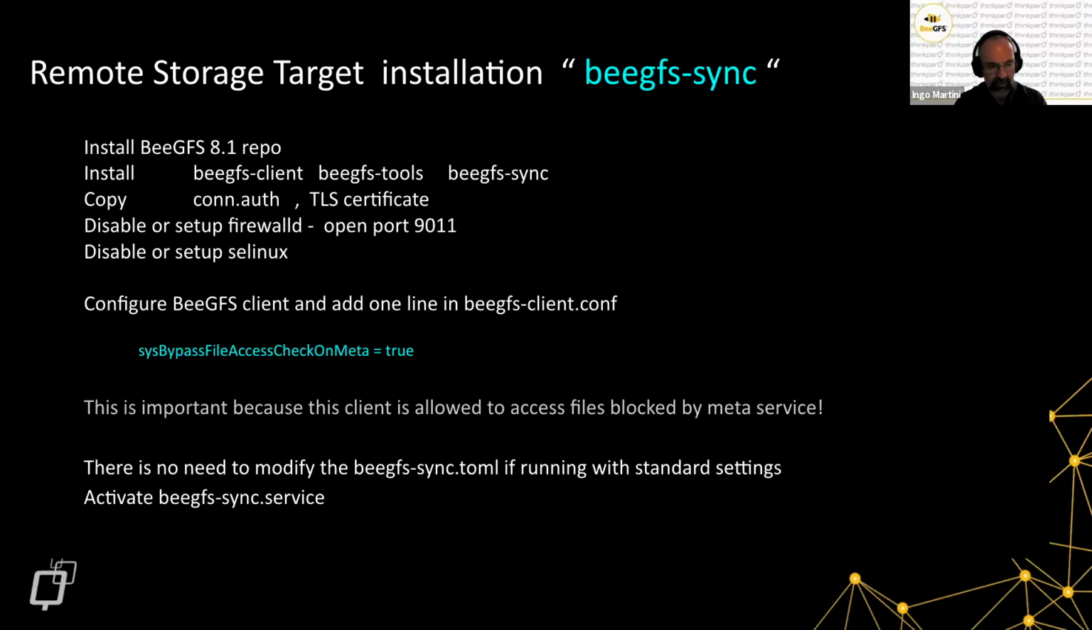It's this bypass file access, and this will give this specific client special access to files that usually are blocked from the meta operation. As we offload files or push files to a cloud, the metadata service has to be clear that no normal, I would say, usual client can access the file if they are offloaded. So therefore, to have these special permissions, it is necessary to put this additional line in the beegfs-client.conf.